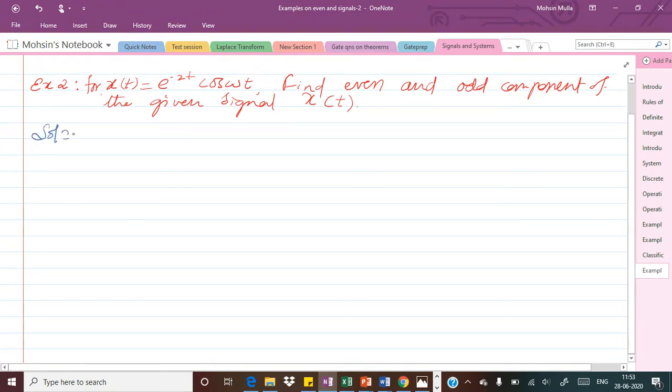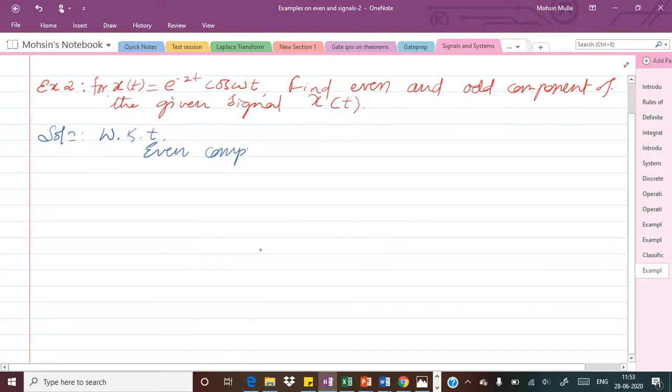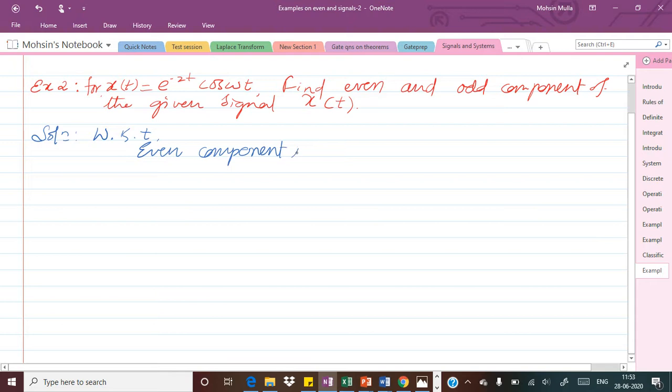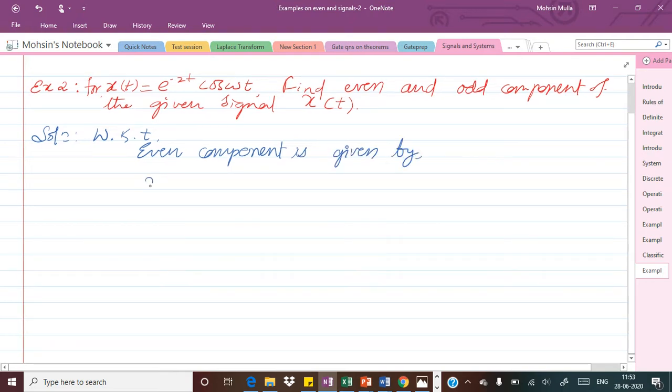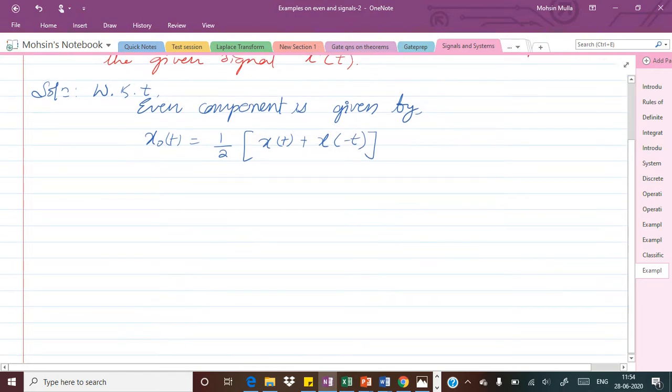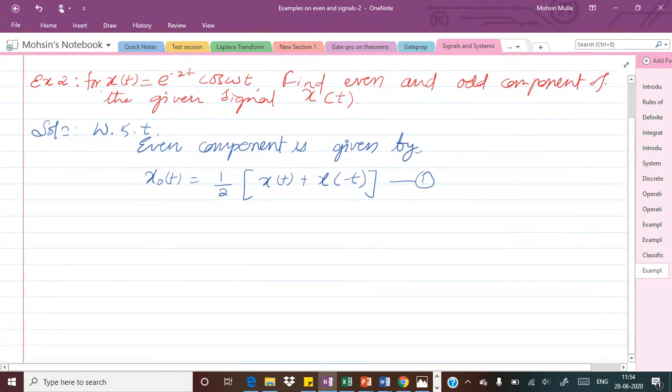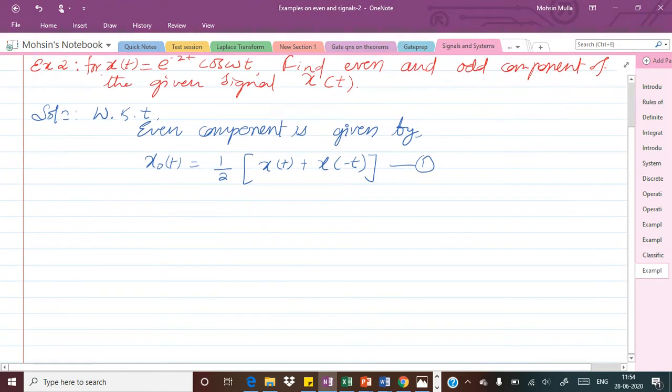So let us write the formula. We know that the even component is given by xe of t equal to 1 divided by 2 into x of t plus x of minus t. Therefore here we need to substitute x of t and x of minus t. X of t is already given, x of minus t is not available, so let us find x of minus t here.